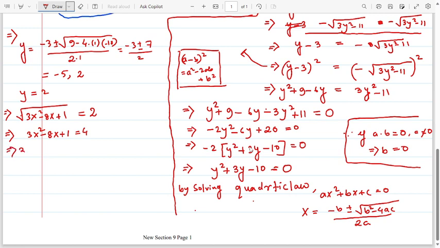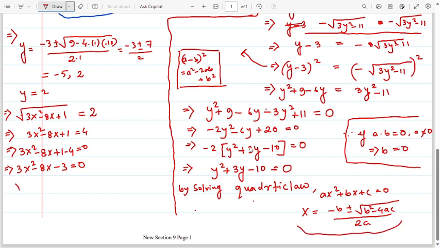Now we again simplify this one by switching the side of 4. If 4 is positive, when it comes to the left side, it will become negative. So this will become minus 4 equal to 0. Therefore, our final quadratic equation is 3x square minus 8x minus 3 equal to 0. Now we are again using this quadratic formula.